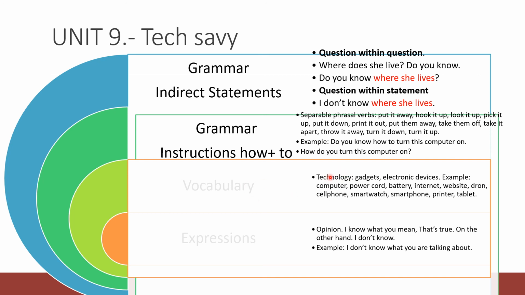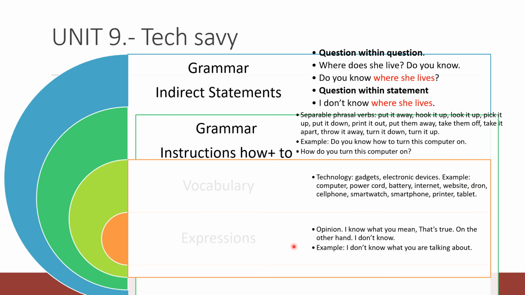Vocabulary, technology, gadgets and electronic devices. For example, computer, power cord, battery, internet, website, drone, cell phone, smartwatch, smartphone, printer, and tablet. I know that you are very familiar with these words because we use the same words in English, in Spanish when it refers to technology.